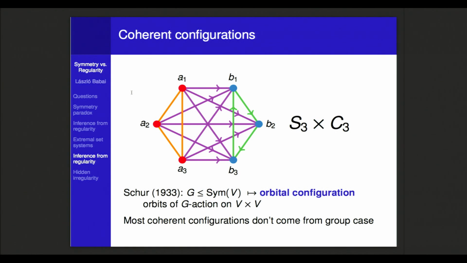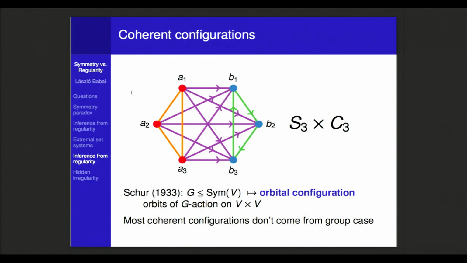If you look at this permutation group, to these 3 points, the 3 red points, I apply the symmetric group of degree 3, and to the blue points, I apply the cyclic group of order 3, and I take the direct product of these two groups, then what we see is that this picture is exactly the orbitals of this group action, the orbits on ordered pairs.